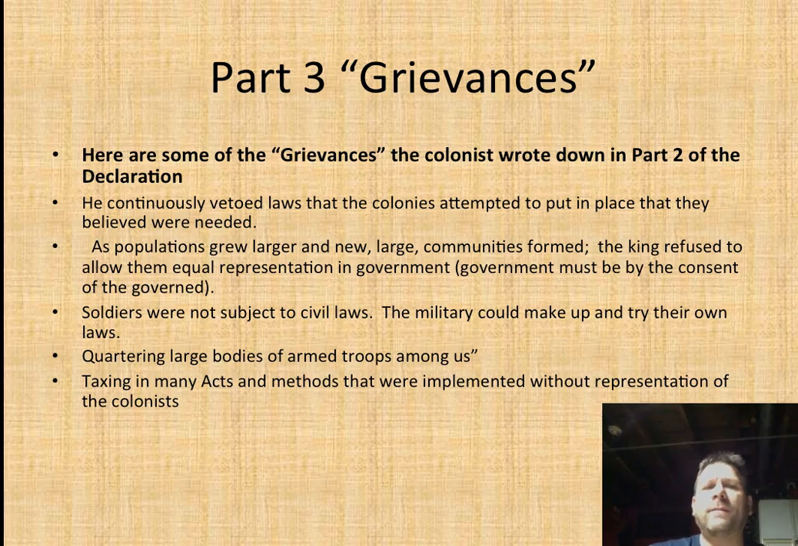They also said that taxing acts and methods were implemented without the representation of the colonists. Simply that motto, no taxation without representation, that's what they were meaning. I mean, please do not pass a tax or a law without giving us a representative in Parliament. This cannot continue to go on any longer.